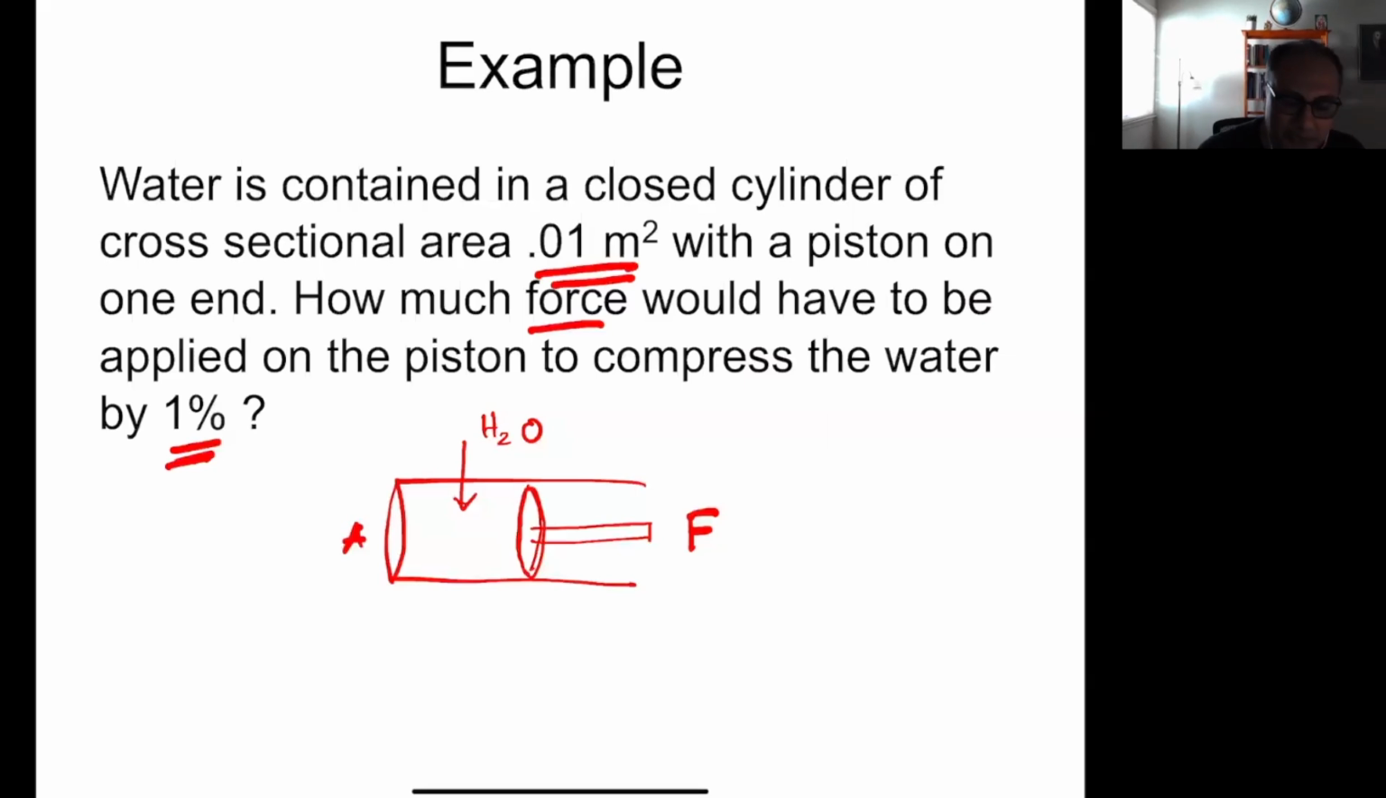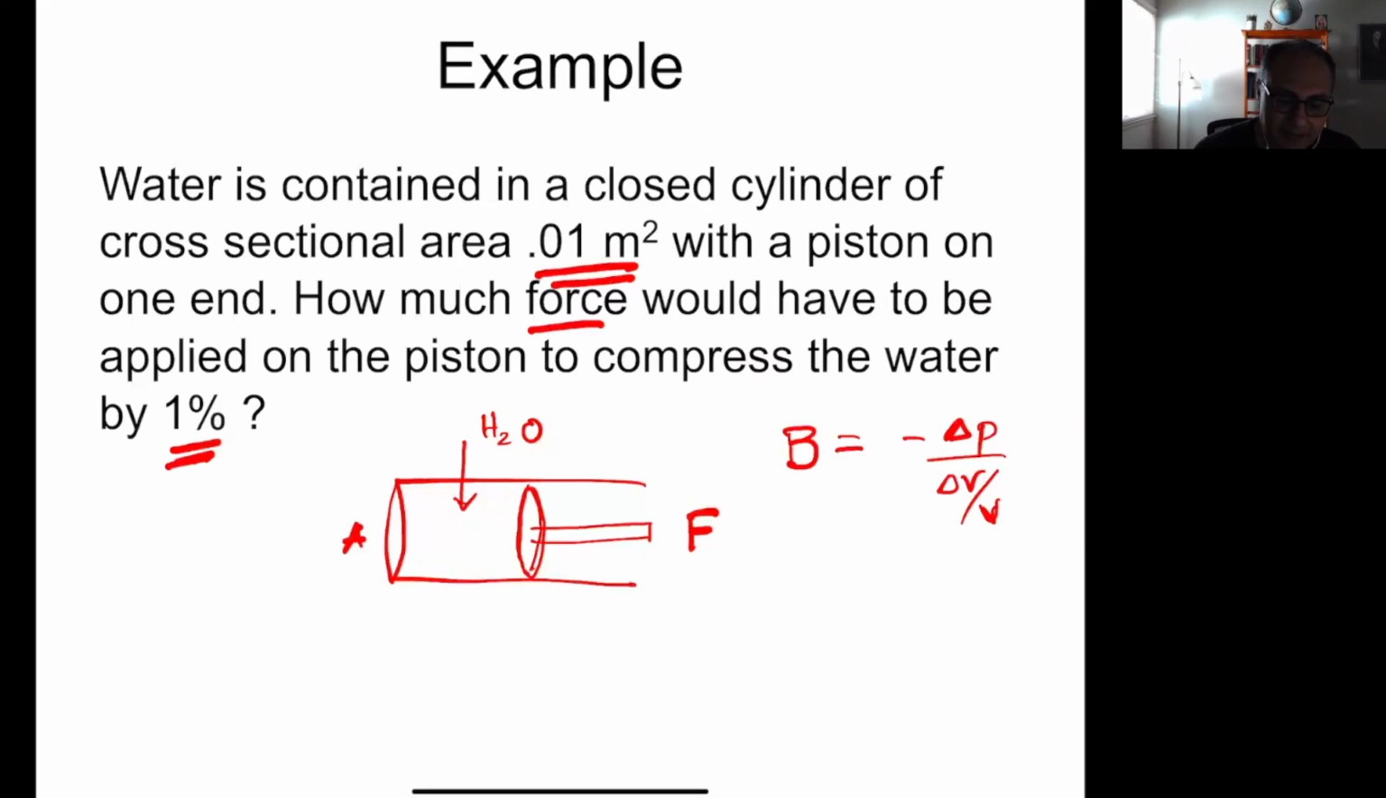So how would you do this problem? This is an example of bulk stress. So bulk modulus is equal to minus delta P divided by delta V over V, because we are squeezing the whole volume. So minus delta P divided by delta V over V.